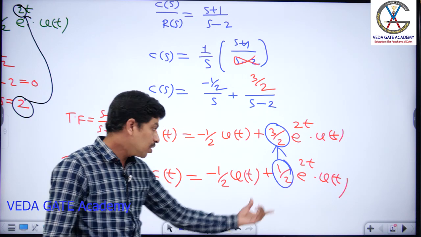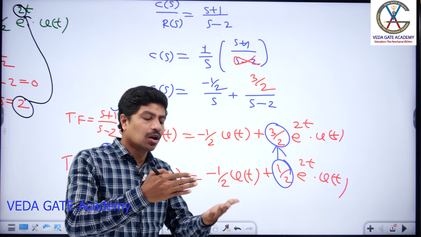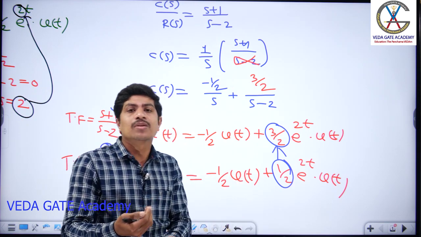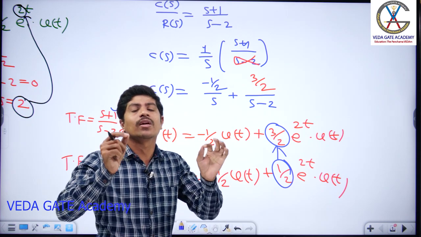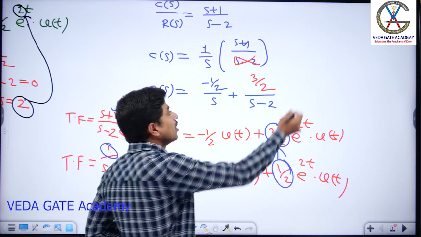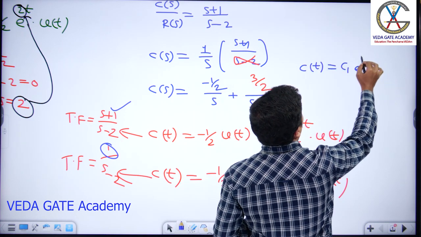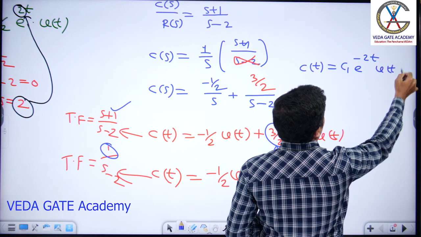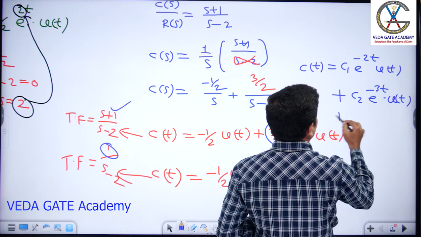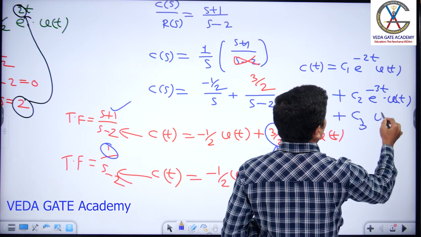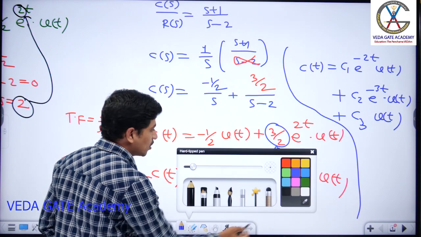It does not mean that only this coefficient is going to change. I'll give one statement here that is going to complete this analysis and remove all your doubts: zeros will affect only the coefficients in the response. Suppose I got a response C of t equal to c1 into e power minus 2t into u of t plus c2 into e power minus 3t into u of t plus c3 into u of t. Now if the zeros change, the poles remain the same.